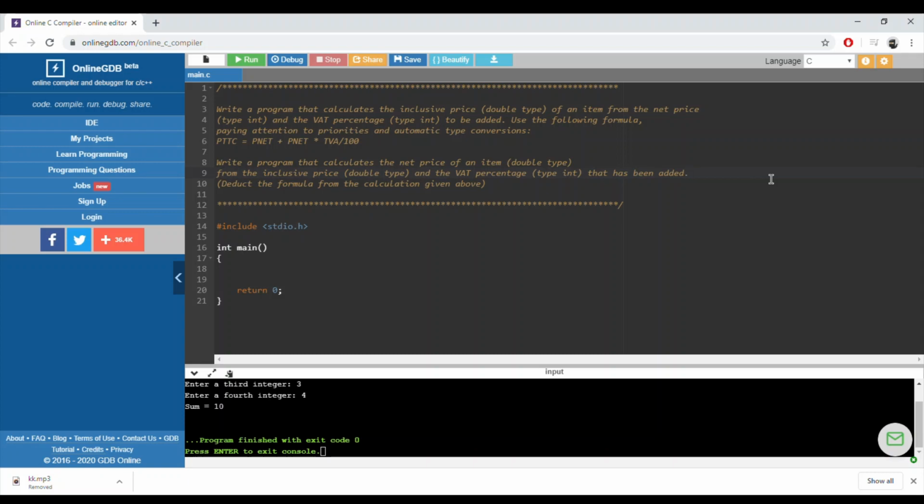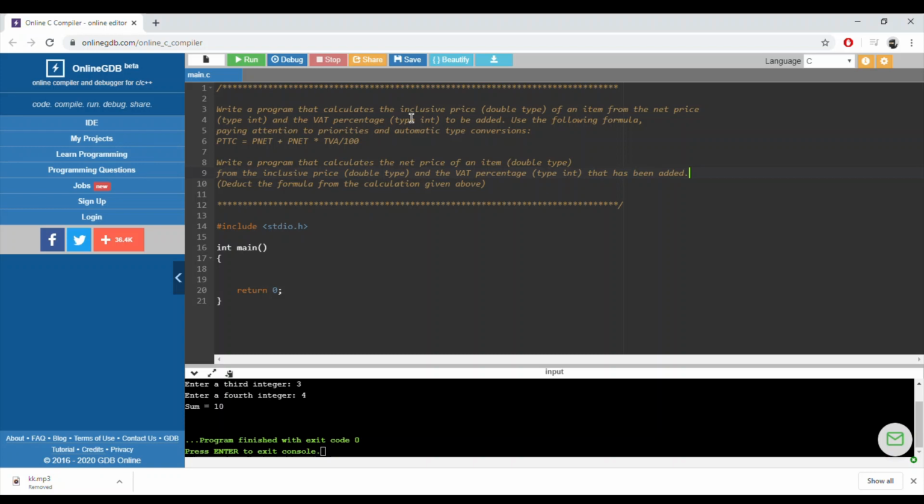So in this exercise we have two parts. They are asking us to write a program that calculates the inclusive price, so the total price, of type double, of an item from the net price of type integer and the VAT percentage, the TVA, of type integer to be added. Use the following formula, and we should pay attention to priorities and automatic type conversions since you have divisions and multiplications.